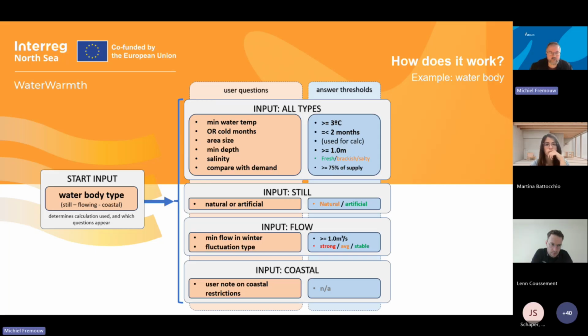You start with the water body type. It goes a little bit faster than intended. It's skipping things there. So the water body type itself is divided in 3 options: still, flowing, or coastal. Flowing can be a canal or a river with a flow, and coastal is, of course, anything at the coast. That determines which calculation is used. We ask questions. The tool has answer thresholds, and then it determines what your score is based on that. Some questions will be asked for all categories. Some are specific to one of them, and they will also be grayed out if you don't need to fill them out. So then you can just ignore them.